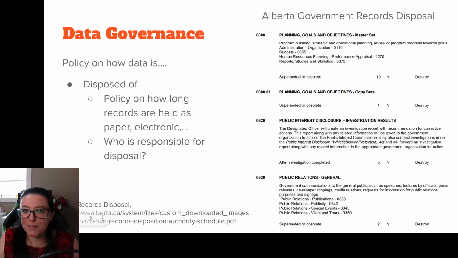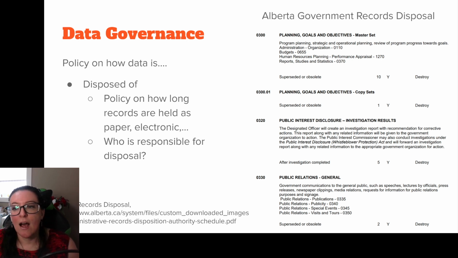So just to wrap us up, data governance, we are looking at policies on how the information is collected, how the information is stored, how the information is disposed of. And really it comes down to making sure that we uphold the ethics of research and data collection and protect the privacy and the rights of the people's information that we are collecting.